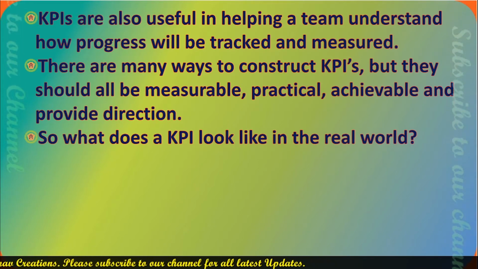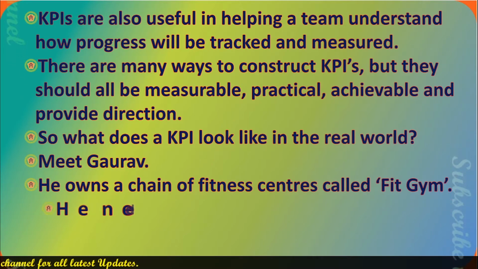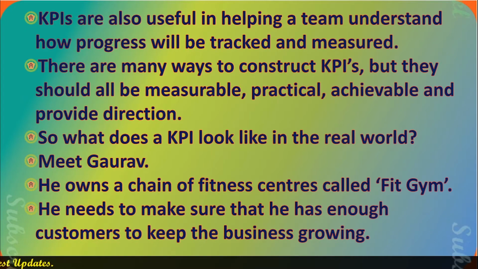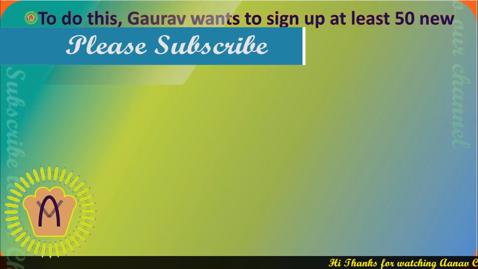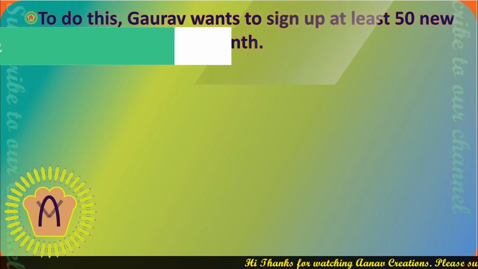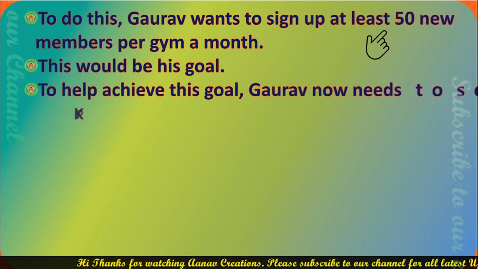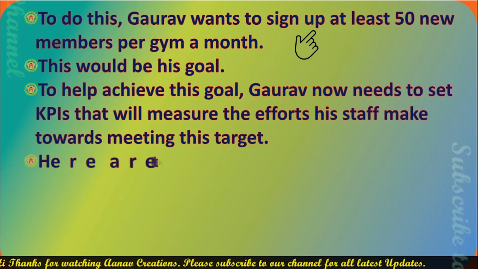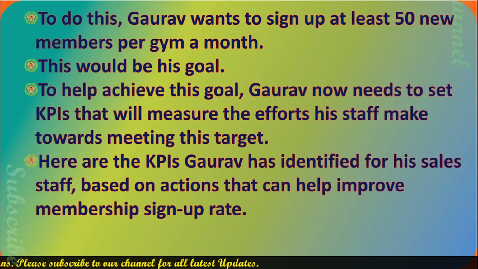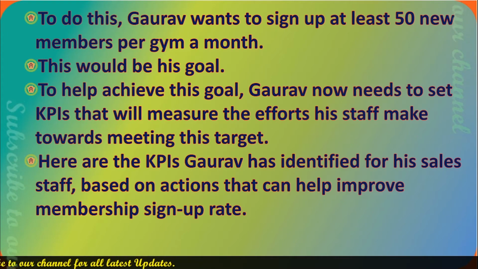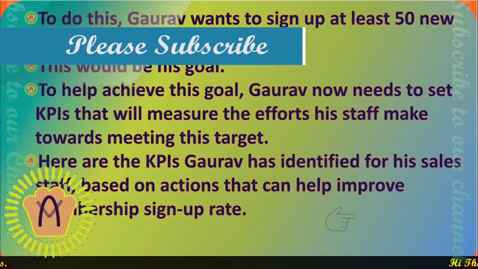So, what does a KPI look like in the real world? Meet Gaurav. He owns a chain of fitness centers called Fit Gym. He needs to make sure that he has enough customers to keep the business growing in the digital marketing world, of course. To do this, Gaurav wants to sign up at least 50 new members per gym in a month. This would be his goal. To help achieve this goal, Gaurav now needs to set KPIs that will measure the efforts his staff make towards meeting this target. Here are the KPIs Gaurav has identified for his sales staff, based on actions that can help improve membership sign-up rate.